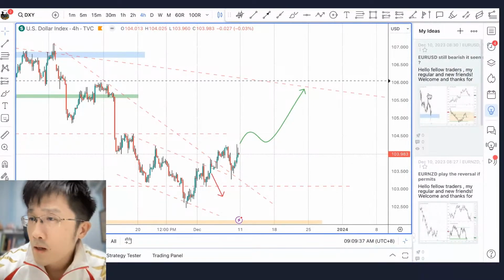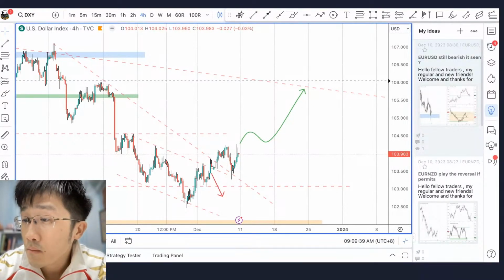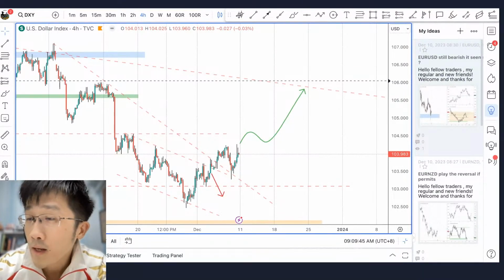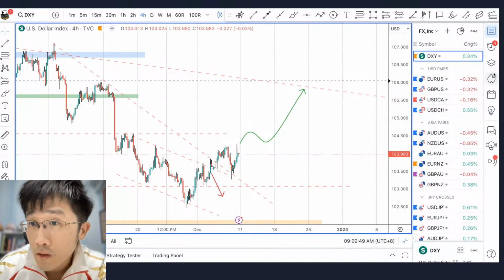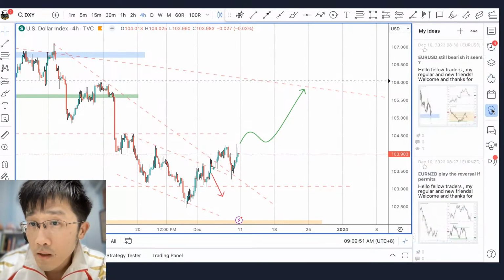Then I did mention some other pairs. NJ, which is the New Zealand yen.